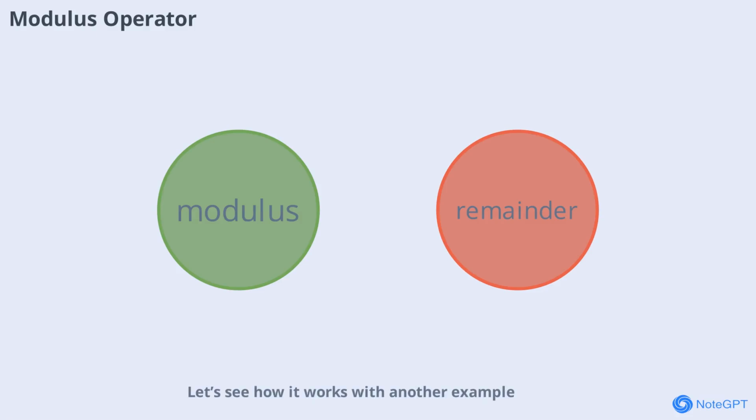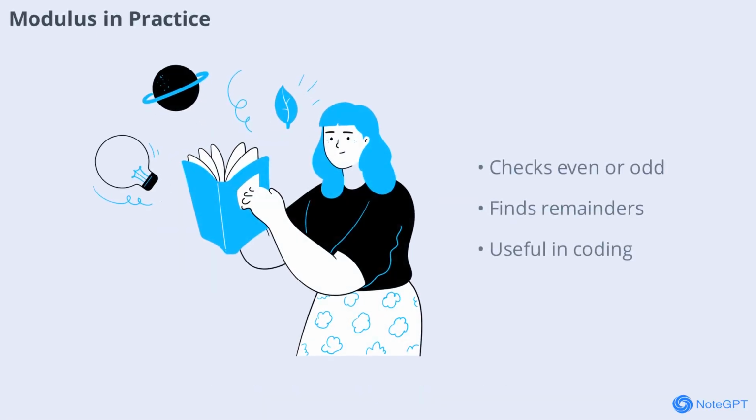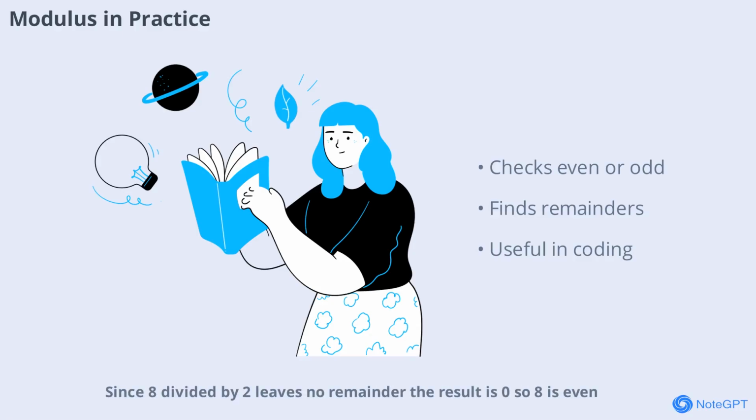Let's see how it works with another example. Suppose you want to know if 8 is even. You use 8 % 2. Since 8 divided by 2 leaves no remainder, the result is 0, so 8 is even. If you try 9 % 2, the result is 1, showing 9 is odd.